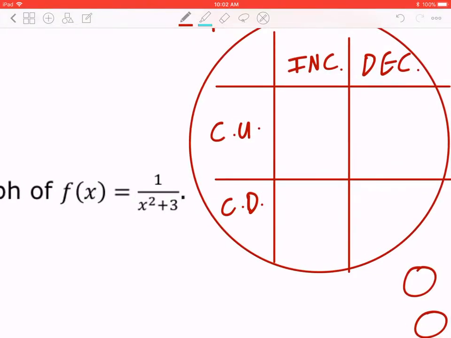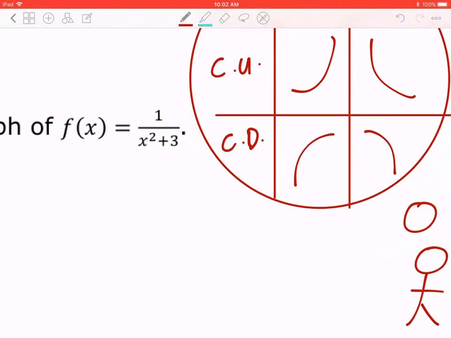If you think about a graph that is increasing and concave up, it has to be like that. Likewise, if it's concave up but it's decreasing, it's going to be like that. Now, what about increasing, concave down? It's going to be like this. Last but not least, if it's decreasing and concave down, it's going to look something like that.